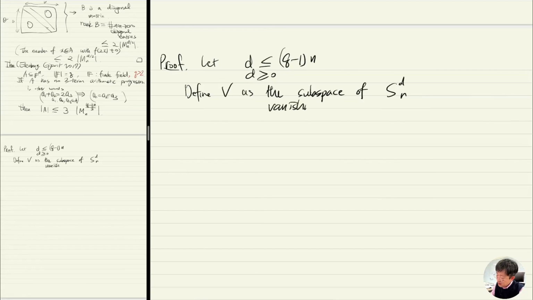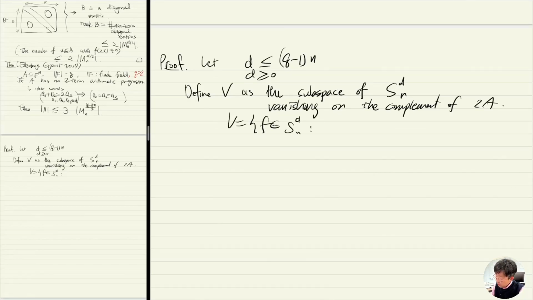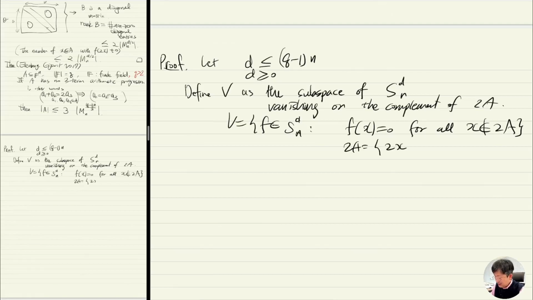vanishing on the complement of 2A. So in other words, V is the set of polynomials in S_{n,d} where f of x is 0 for all x not in 2A. So 2A is the set of twice values of A, right? So 2A is twice x.